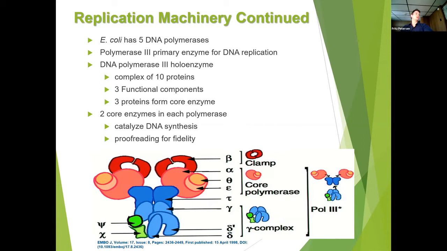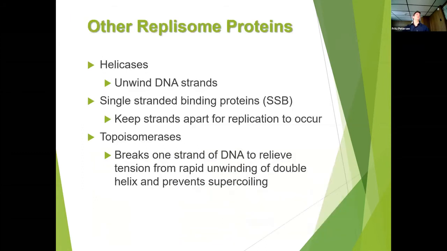And then there are 2 core enzymes present in each polymerase, and they catalyze DNA synthesis. That's the first function. And then the second function is that it proofreads the strands for fidelity to make sure that no mistakes are occurring, because if there are mistakes in your DNA sequence, this can result in problems regarding protein synthesis, where the wrong protein is synthesized or no protein is synthesized.